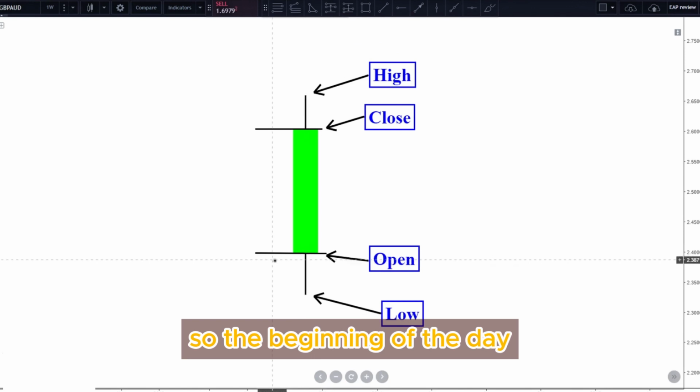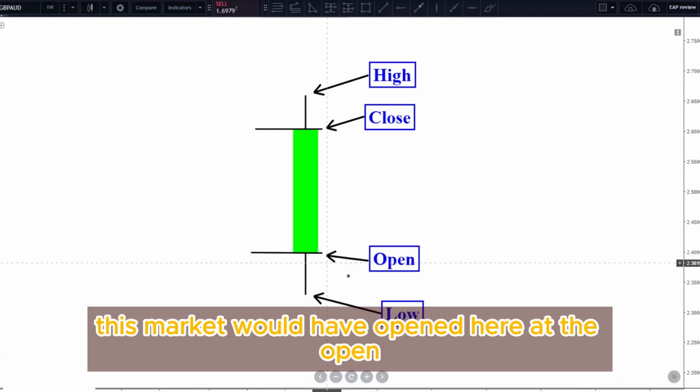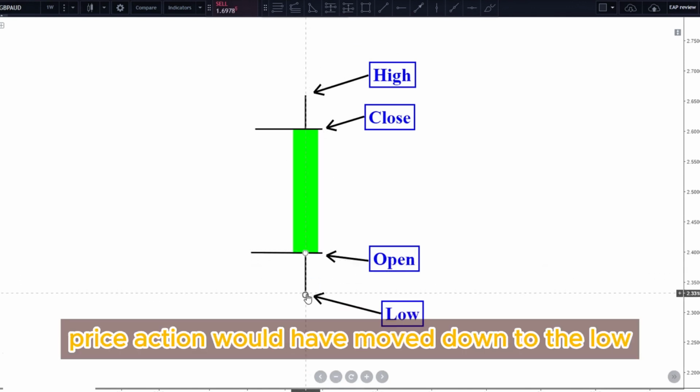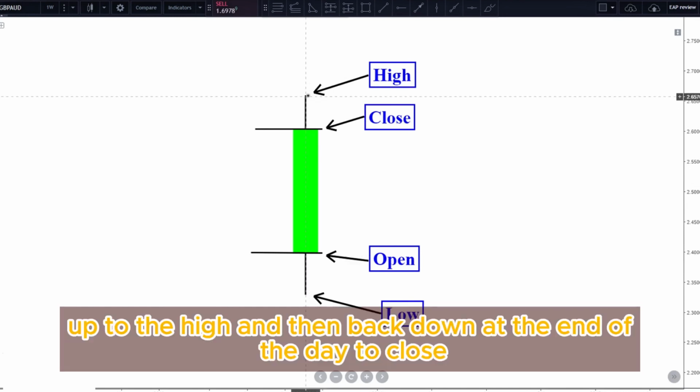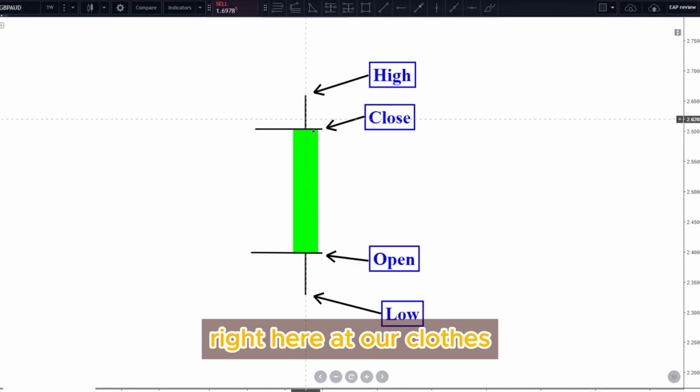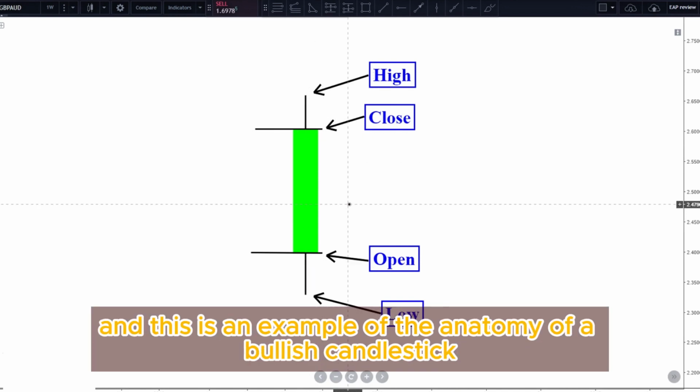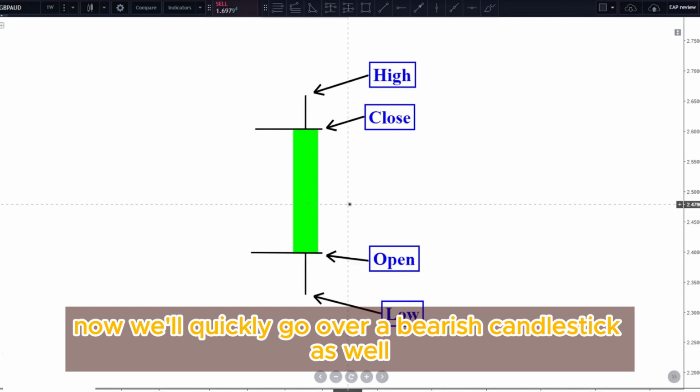So for this example, let's pretend that this is a daily chart. So at the beginning of the day, this market would have opened here at the open. Price action would have moved down to the low, up to the high, and then back down at the end of the day to close right here at our close. And this is an example of the anatomy of a bullish candlestick. Now we'll quickly go over a bearish candlestick as well.